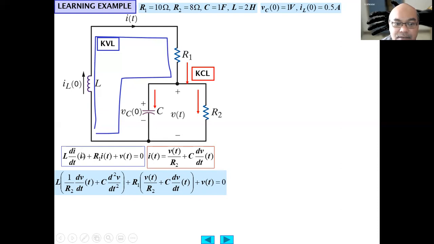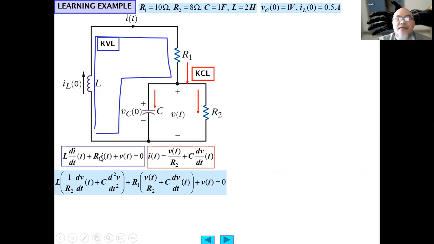So L di/dt becomes L, and inside parentheses, C dv/dt. But since it is now derived again over t, it becomes C d²v/dt², and this becomes 1 over R2 dv/dt. The term R1 times I, we replace I with this term, so it becomes R1 times (VT over R2 plus C dv/dt), then plus VT equals 0.